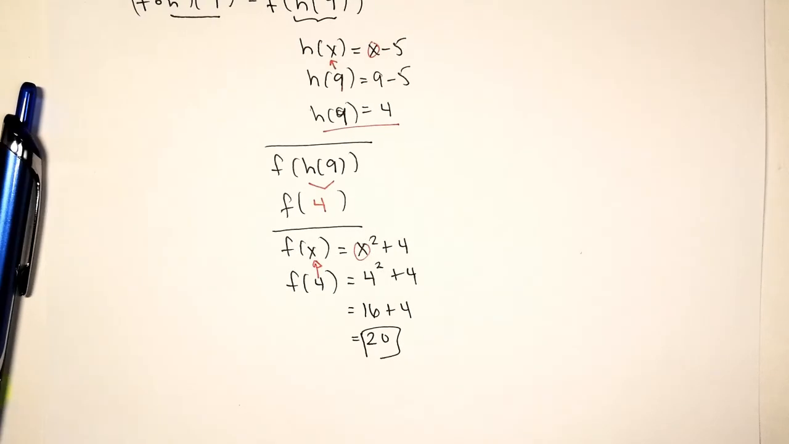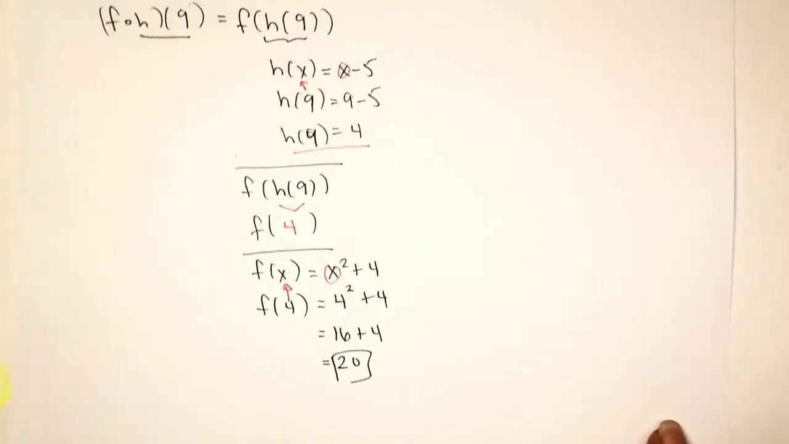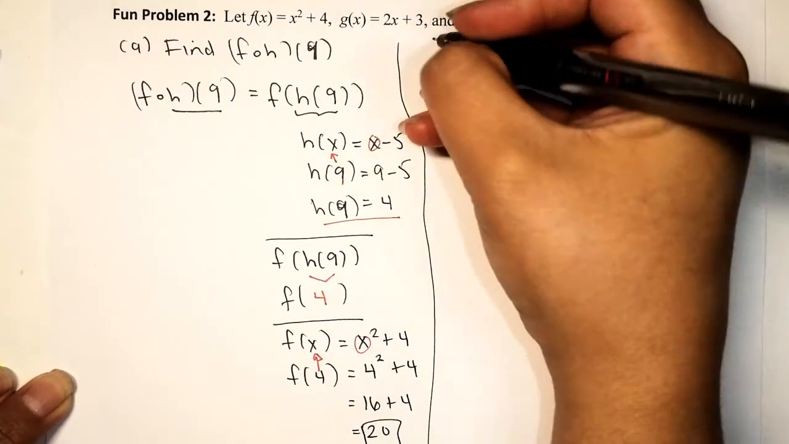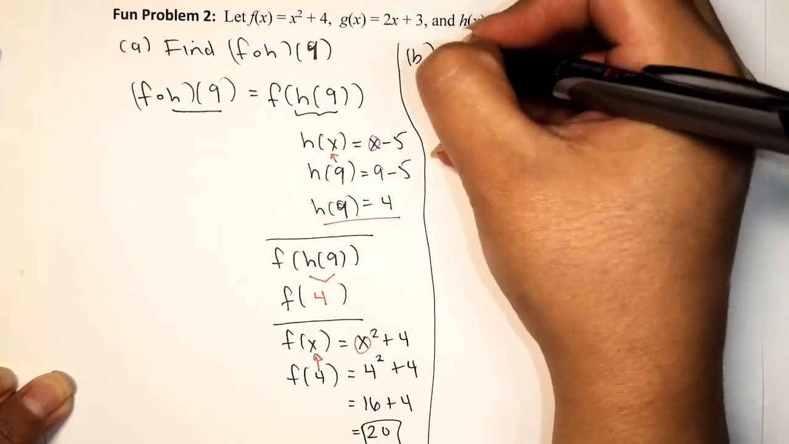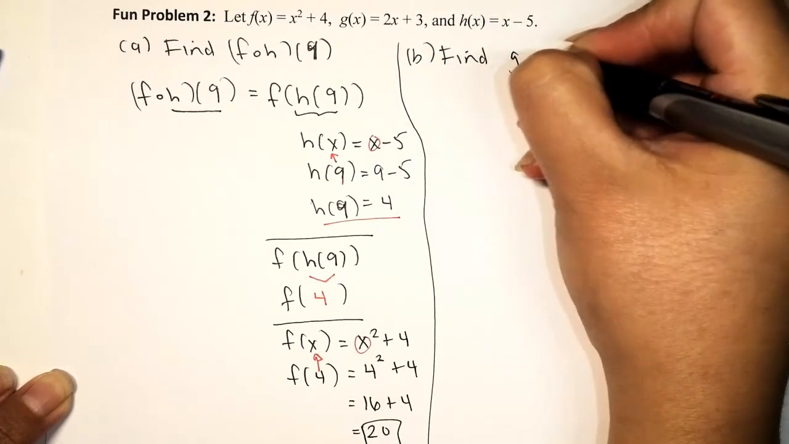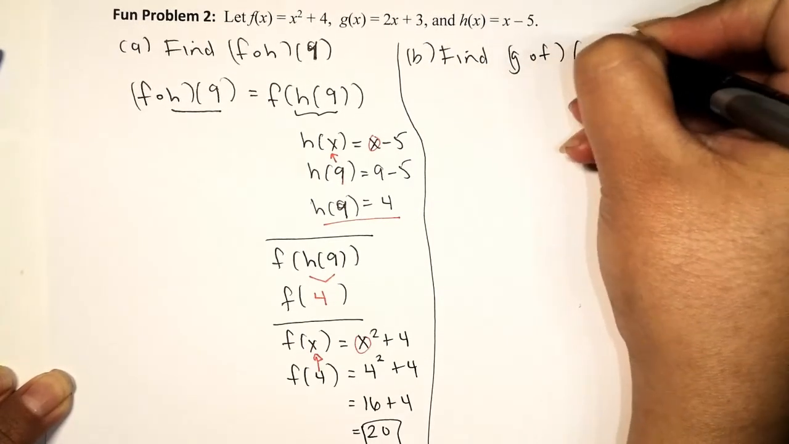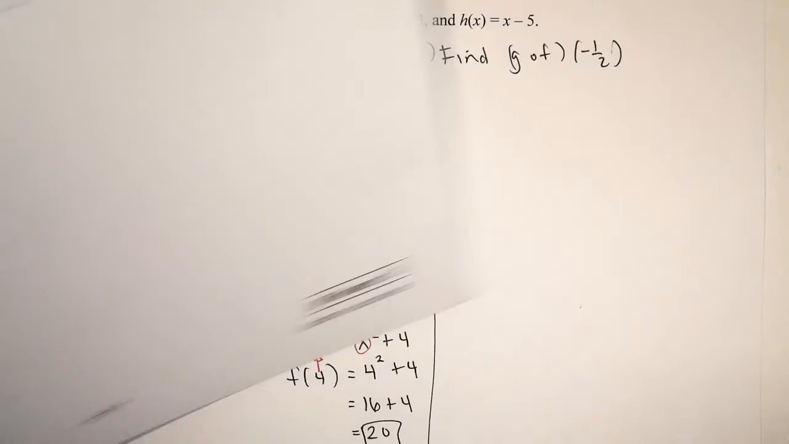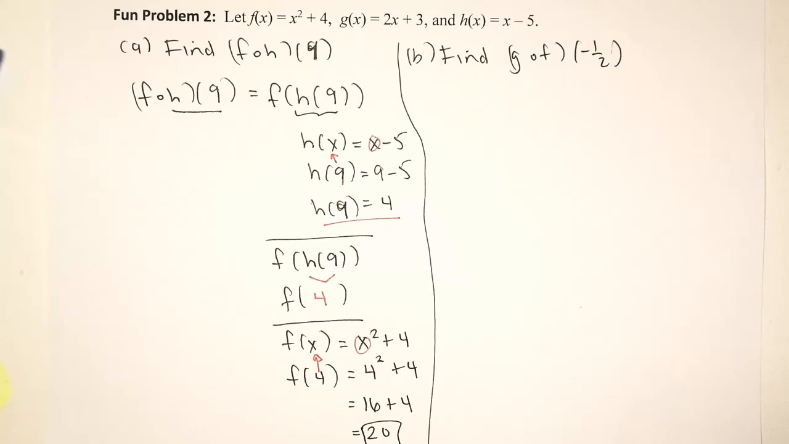Fantastic. Okay, so we have one problem down, one more to go, and we're good. Okay, problem B. Where should I do it? Hopefully I can squeeze it right here. Okay, problem B. Let's go ahead, find g of f of negative 1/2. G of f of negative 1/2.